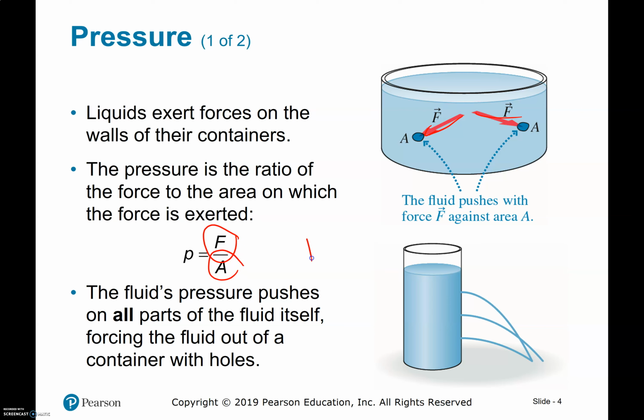The pressure is force per unit of area, so the unit of force is newtons, the unit of area is meter squared, so the unit of pressure is newtons per meter squared, and we give that the name of a Pascal. A Pascal is a tiny unit. We'll talk more about units in a little bit, but normally other units of pressure are PSI and atms.